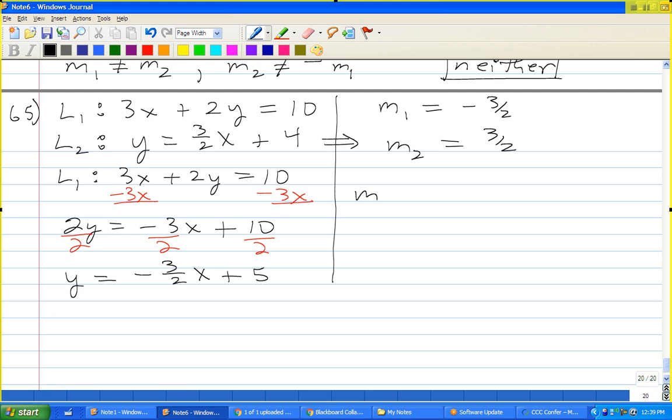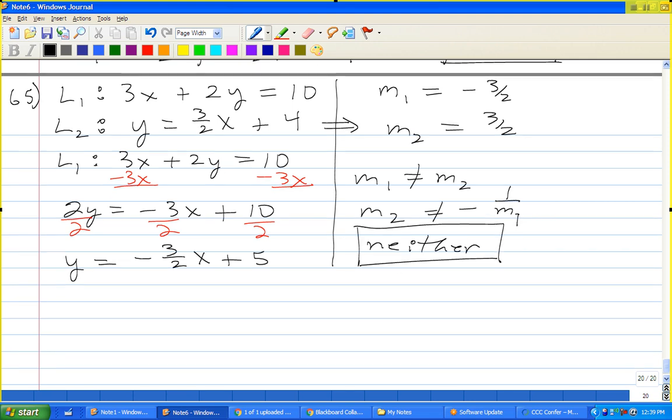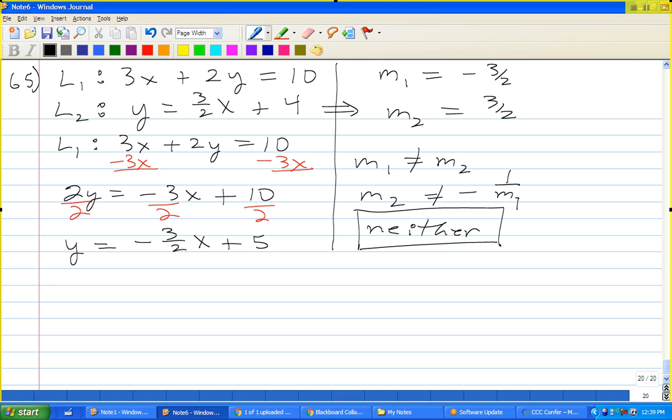But again, these slopes are not equal, nor is one the negative reciprocal of the other. Therefore, these lines are not parallel, nor are they perpendicular. So they're neither parallel nor perpendicular. Let me do problem number 67.